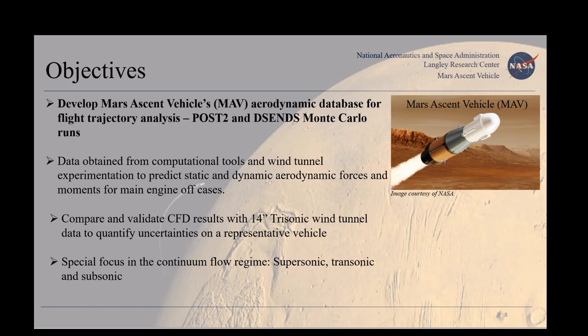Then moving forward, again, I've already explained that we're getting data from computational tools and wind tunnel experimentation to predict static and dynamic aerodynamic forces, and how we're using these data and populating the aerodynamic database. We're also comparing and validating results from the 14-inch trisonic wind tunnel and using those results to quantify our uncertainties on a representative vehicle. Again, it's been done a long time ago. The vehicle configuration has already been changing. But when I say representative, it still maintains the same slender shape with a nose and so on.